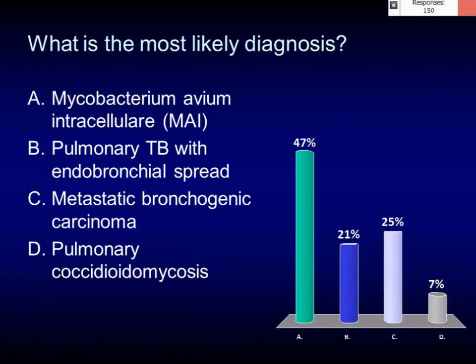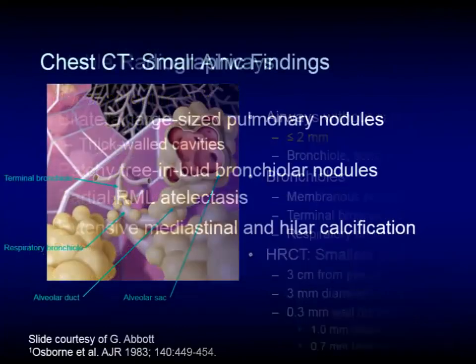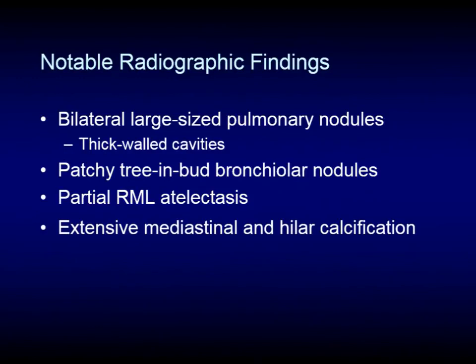Okay, there is a little bit of a spread here, so let's just quickly go over this. What we saw here were a number of features. There were macronodules that were cavitating, with thick-walled cavities. And then there were also adjacent micronodules with a patchy distribution that were clearly centrilobular. They were not involving areas lined by lymphatics, and they had a Y-shaped or tree-in-bud morphology. That constellation really makes TB with endobronchial spread more likely.